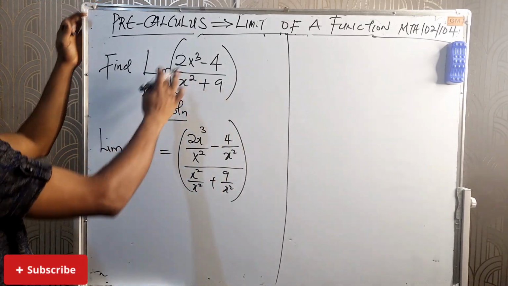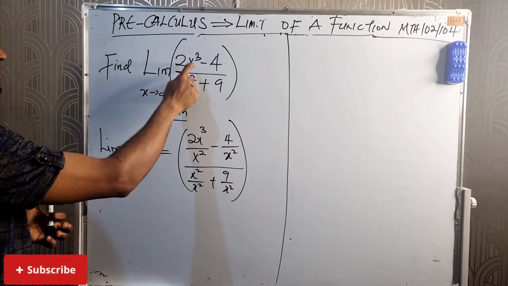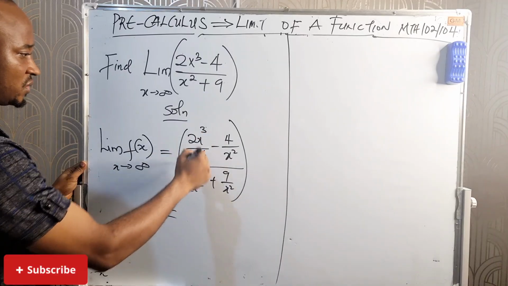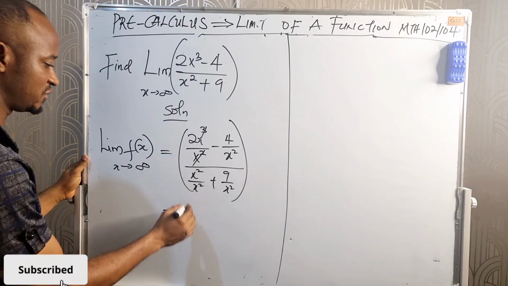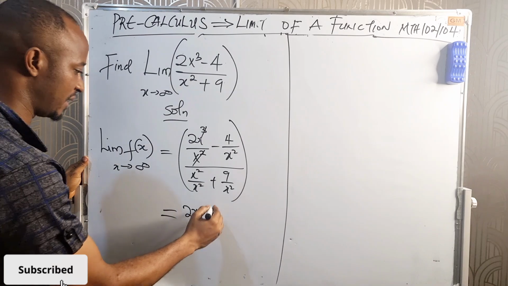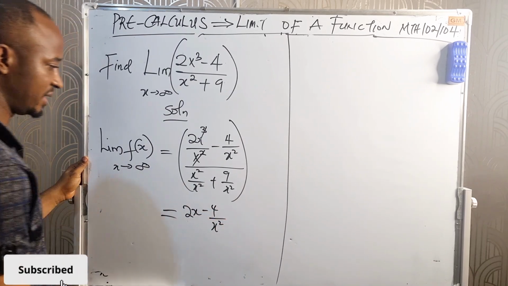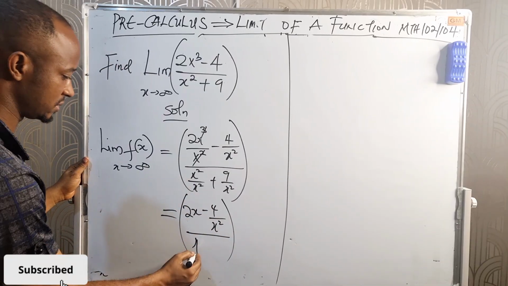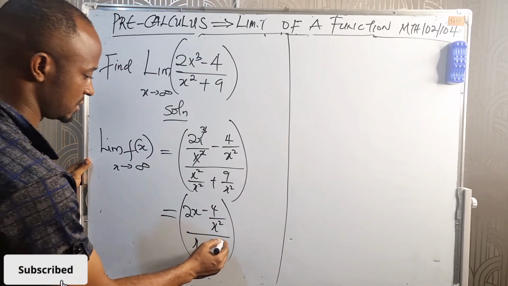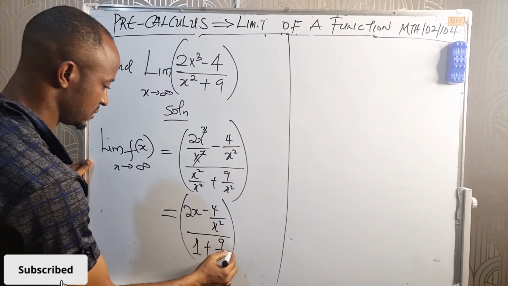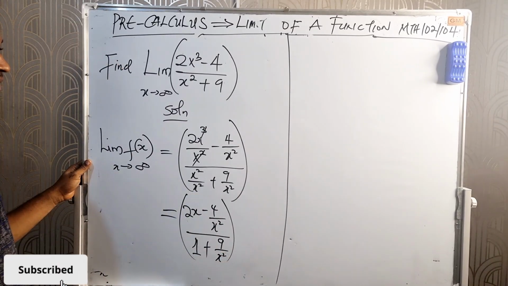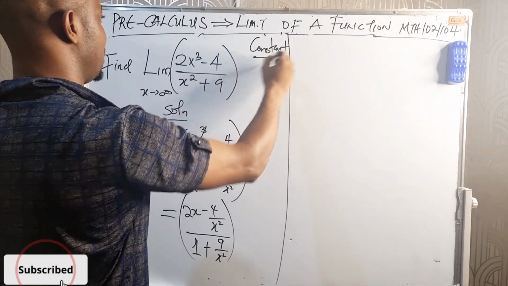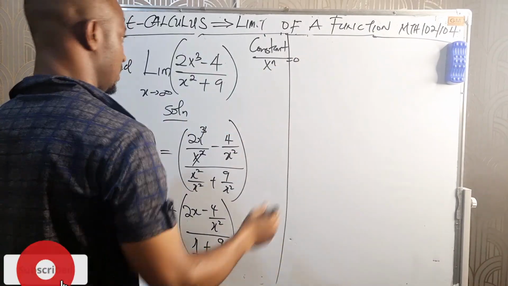Looking at this, in the denominator, the highest power is 2. So I divide each of these terms by the highest power. That will give us, square can go with square from here. We are left with 2x minus 4 over x squared, divided by, this will give us 1 plus 9 over x squared. So the next step is to convert every constant divided by x to the power of n into 0.